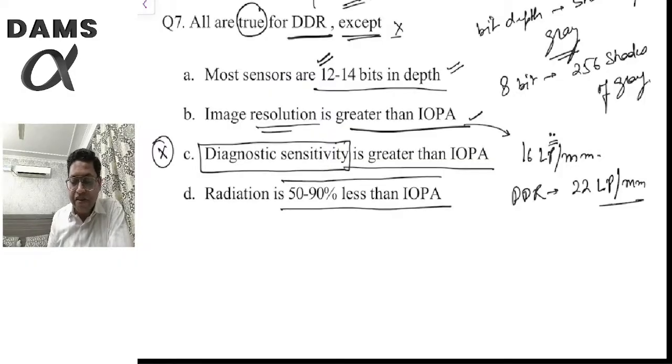Radiation is 50 to 90% less than IOPA. Yes, we all know that RVG sensors, whether it is a CCD sensor or a CMOS sensor, require a minimum amount of radiation as compared to conventional film-based radiographs. So this is definitely one of the most prominent advantages of using RVG or direct digital radiography. So this is also correct. So what is not true for RVG? The diagnostic sensitivity of RVG is not better than IOPA. Option C would be the answer to this question.